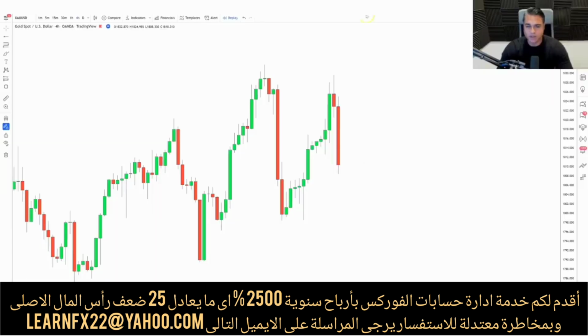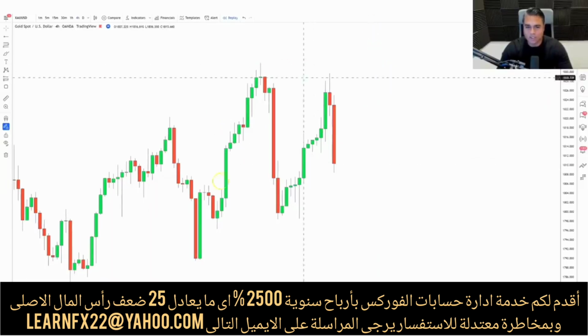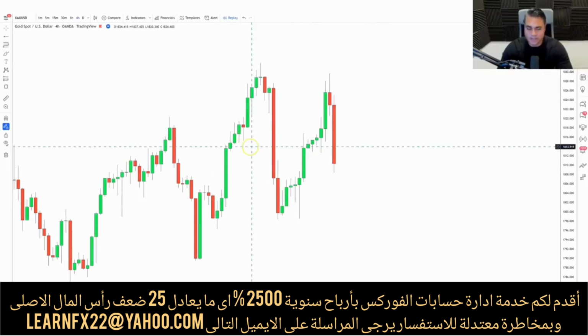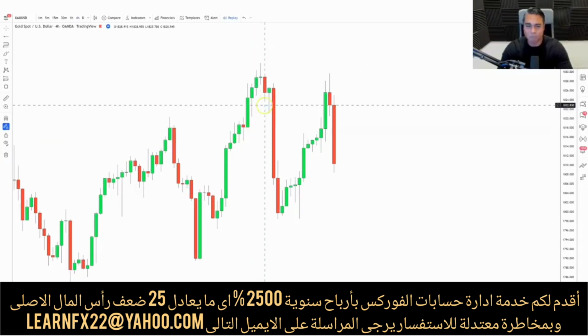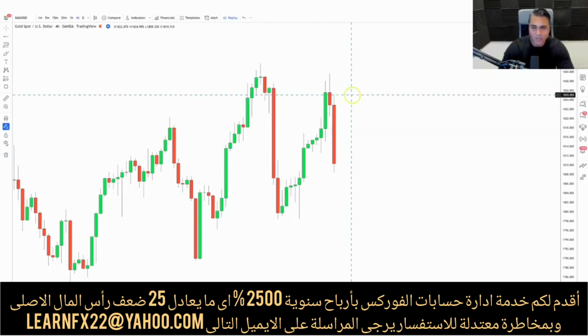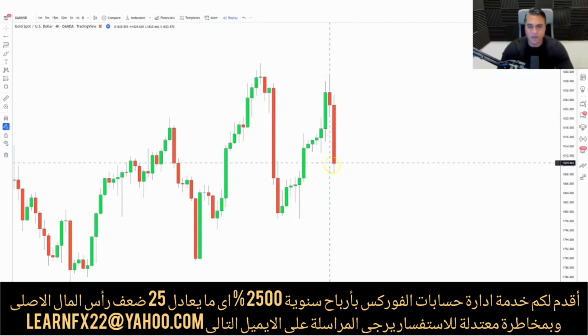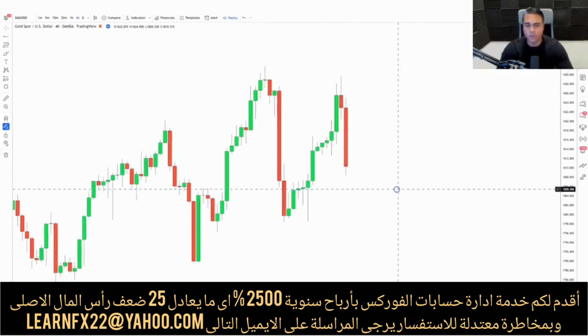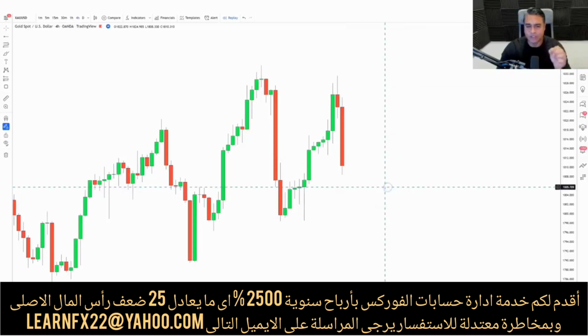So the first example we're going to take a look at here is on gold. Now you can see the overall structure of the market is a little bit all over the place. You can see that price is not really trending to the upside, neither is it trending to the downside. But when you come to the charts, what you've got to be able to do, traders, is you've got to be able to decide what it is you're looking at. Which direction do you want to be taking your trades?